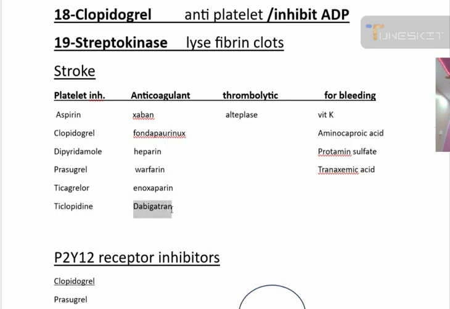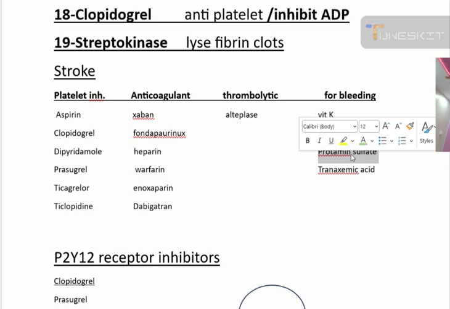an important drug. Dabigatran. Now this is alteplase, an enzyme like streptokinase. These drugs are used to lyse fibrin clots. The streptokinase injection is used for serious heart attack. For bleeding, vitamin K injection. Vitamin K is also available in injection form and in oral tablet forms, like a lot of multivitamins contain vitamin K. Aminocaproic acid is used to prevent bleeding. Protamine sulfate is the antidote of heparin, very important. Tranexamic acid is used to stop bleeding.